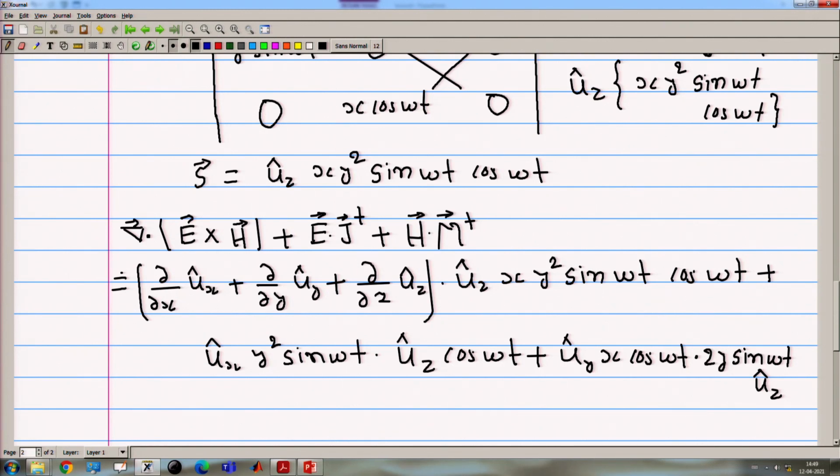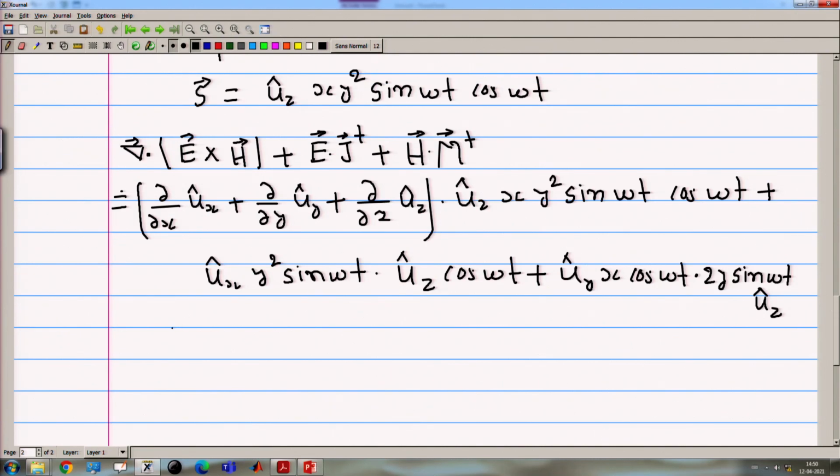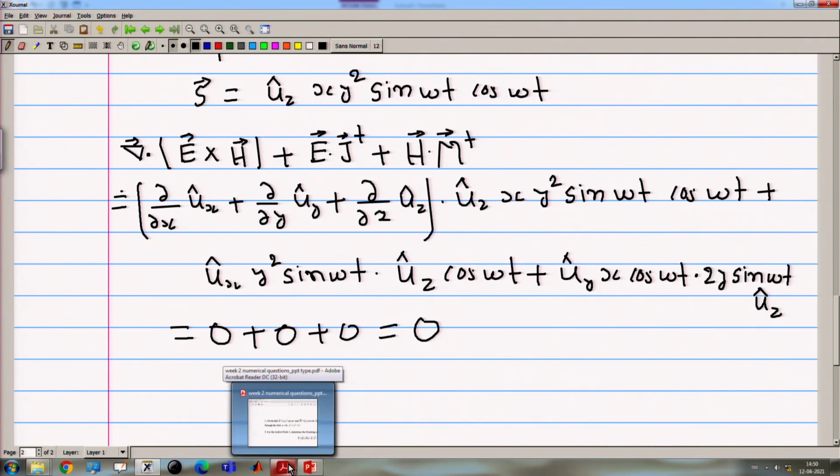So, only one term will be there: del upon del z u z dot u z. u z dot u z will be 1, but differentiation with respect to z of x by a square sin omega t cos omega t will be 0, because there is no z term in the expression. So, for the first case it will be 0. For the second case, u x dot with u z will again be 0, and for the third part u y dot with u z will again be 0. So, we derived that the total will be 0. This is the solution for the second problem.